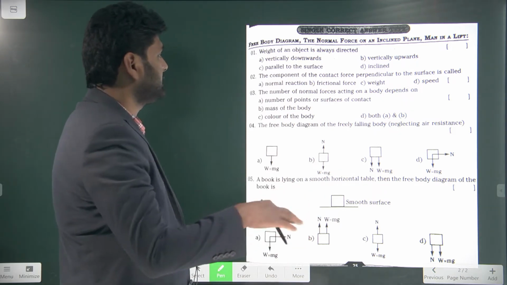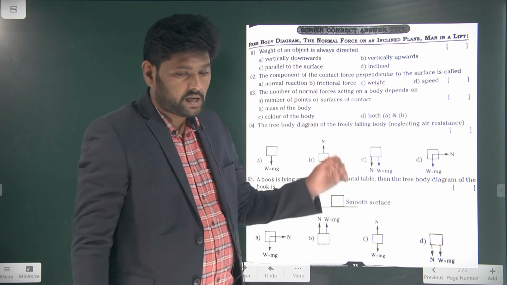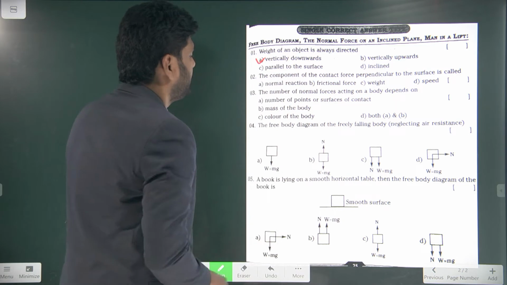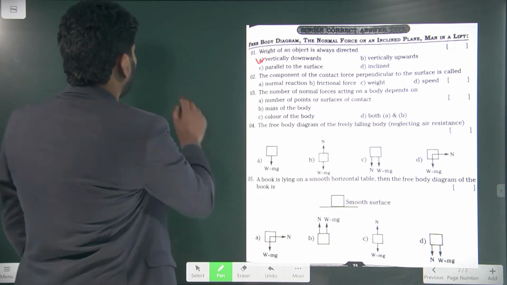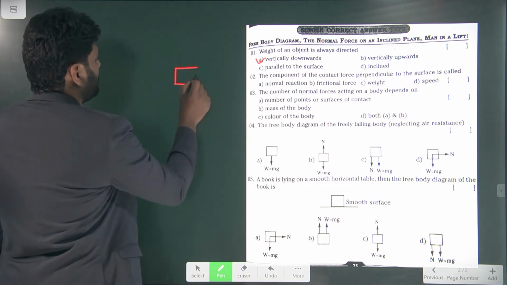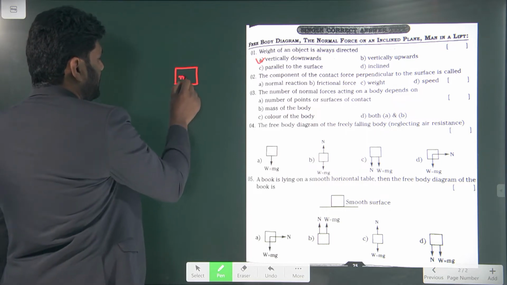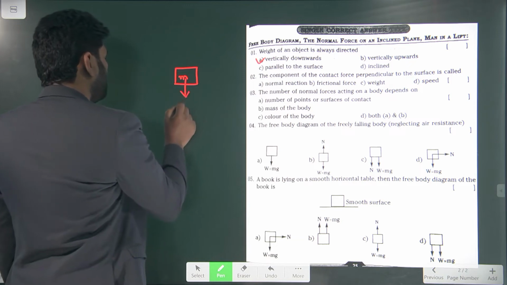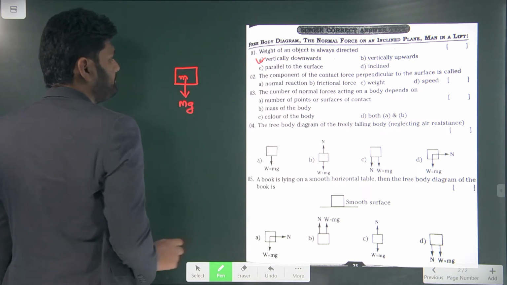He is asking about weight. Weight always acts in the downward direction. So the first option. If you take any body with mass m, its weight acts in which direction? Downward, that is actually mg. Understand?